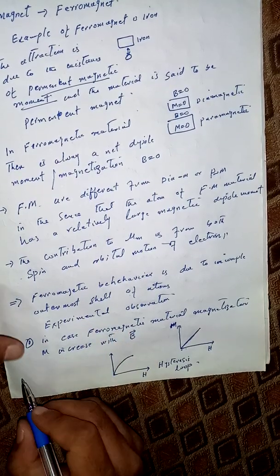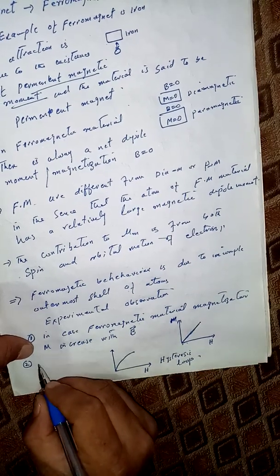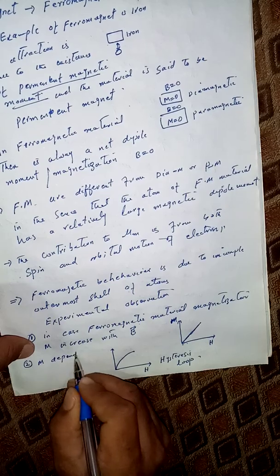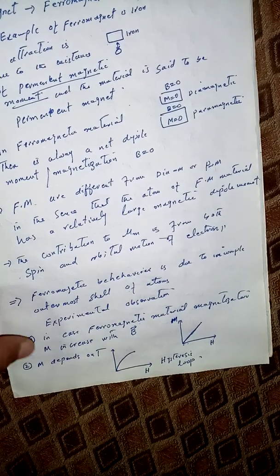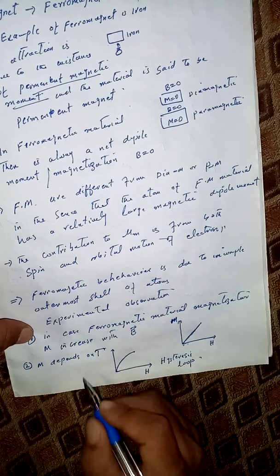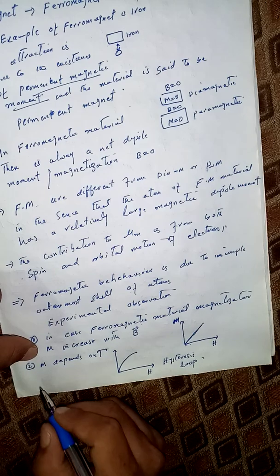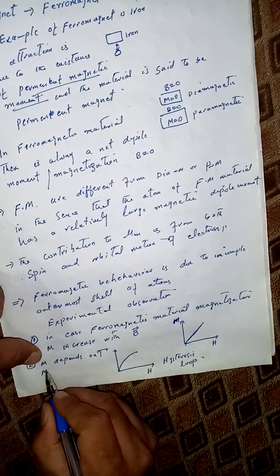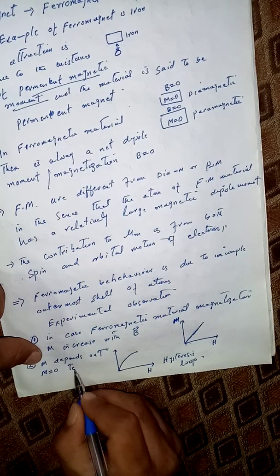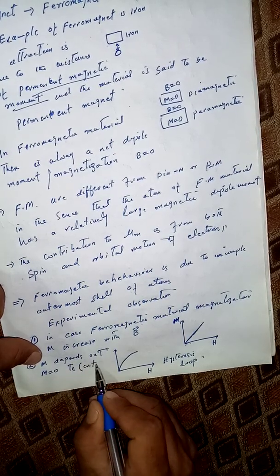The other observation is that magnetization M depends on temperature. If we increase the temperature, the magnetization of ferromagnetic material decreases, and at a particular temperature the magnetization becomes zero. This particular temperature, which we represent by Tc, is called the critical temperature.